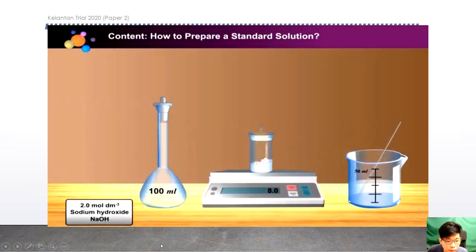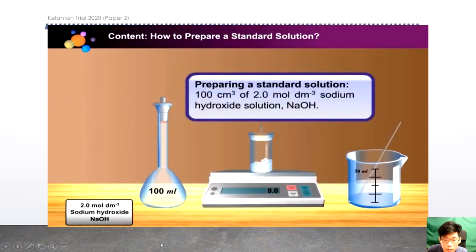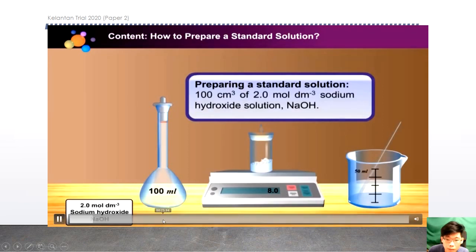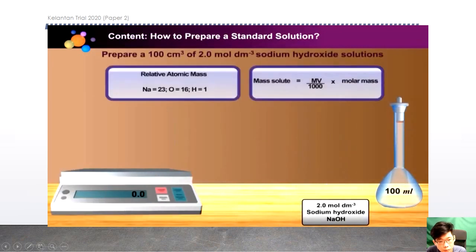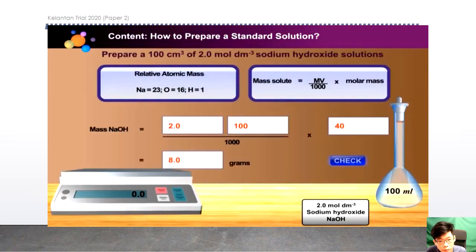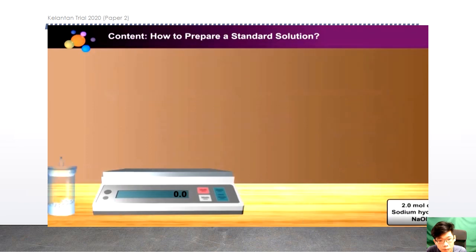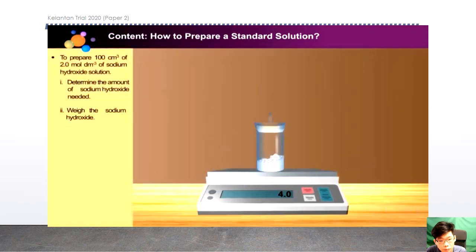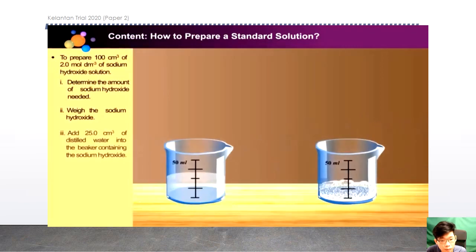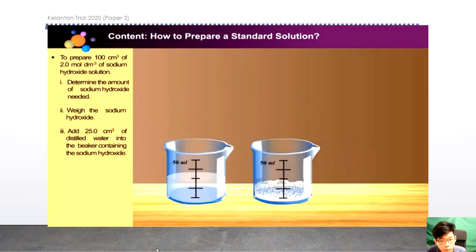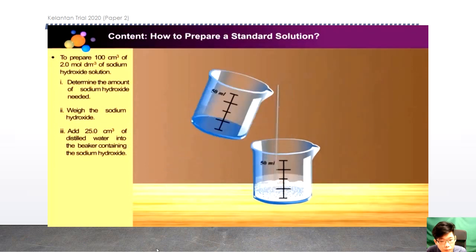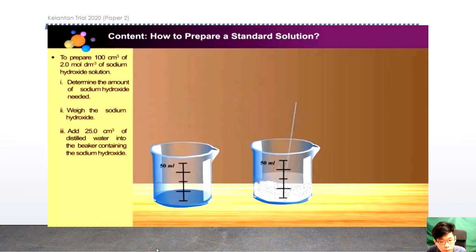Let us prepare 100 cubic centimeter of 2.0 mole per cubic decimeter sodium hydroxide solution. First, calculate the mass of solute needed. To prepare the solution, weigh 8.0 grams of solid sodium hydroxide using an electronic balance. Add 25 cubic centimeter of distilled water into the beaker containing the sodium hydroxide. Stir the mixture well to dissolve the solid.